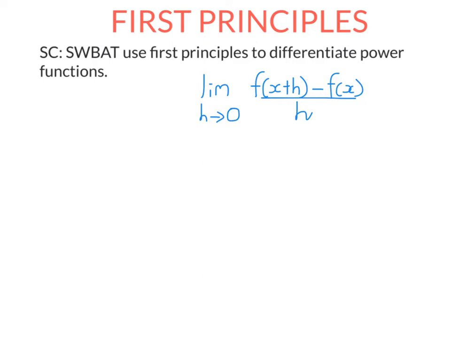Thank you so much for tuning into this video in which we look at first principles. So this formula here is called first principles. We actually saw it in a previous video. Remember what this formula is doing: we're taking a curve and we're finding 2 points on the curve and the gradient of the line that joins those 2 points. That's what this is. This is just the 2-point formula for gradients, 2 points on the curve.